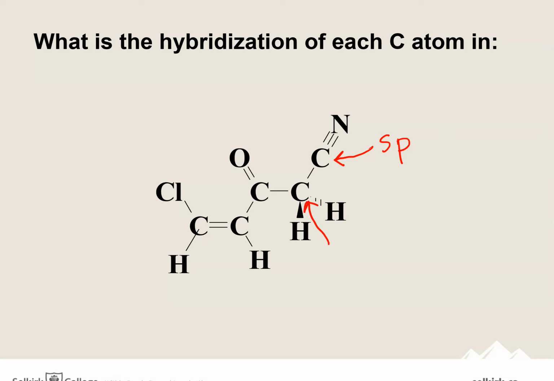What about this one? What's its hybridization? 4 electron pair domains, sp3 hybridized. What about this one? 3 electron pair domains, sp2. I blended 3 orbitals. And that's also true for this atom and for this atom.